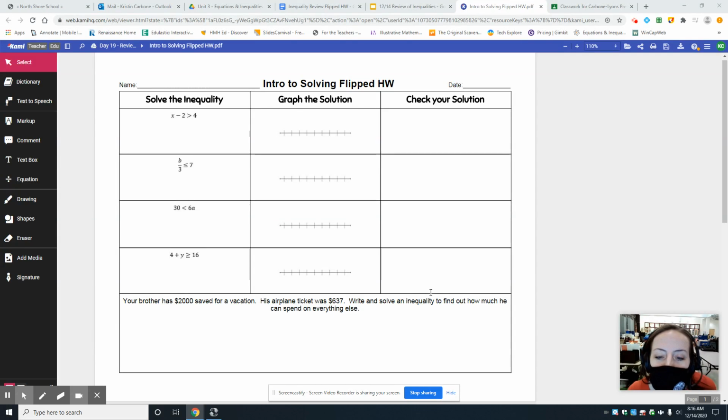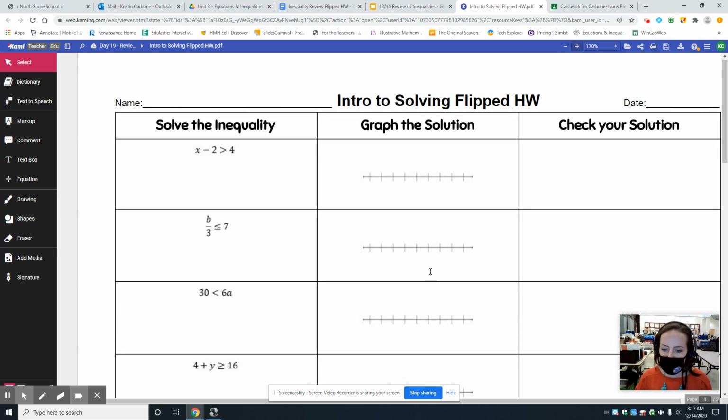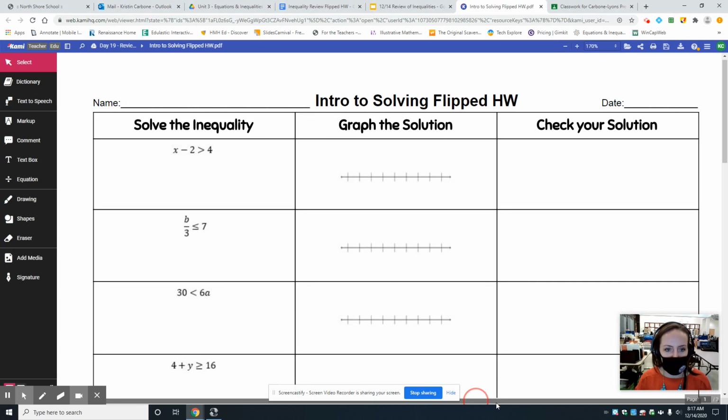Alrighty, good evening everybody. This is your flipped homework on solving very simple inequalities. Tomorrow in class we'll go over solving more complicated ones, including ones that have negative coefficients. But for now we're going to stick with positive coefficients and very simple one-step equations. So I'm going to go ahead and zoom in here so that we can see a better view.